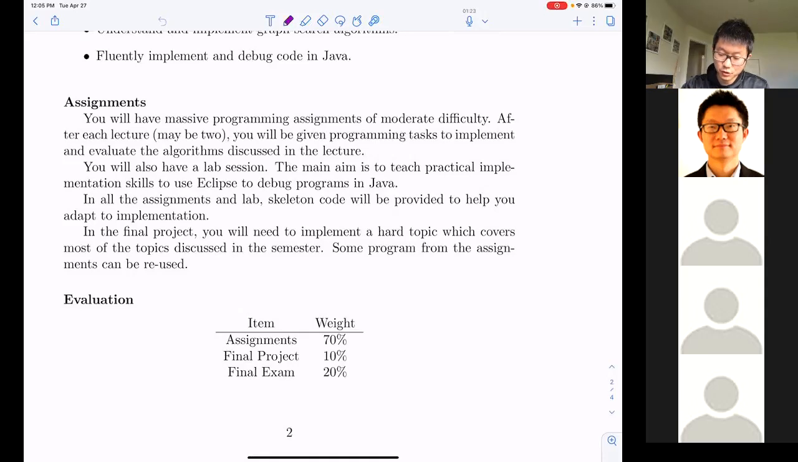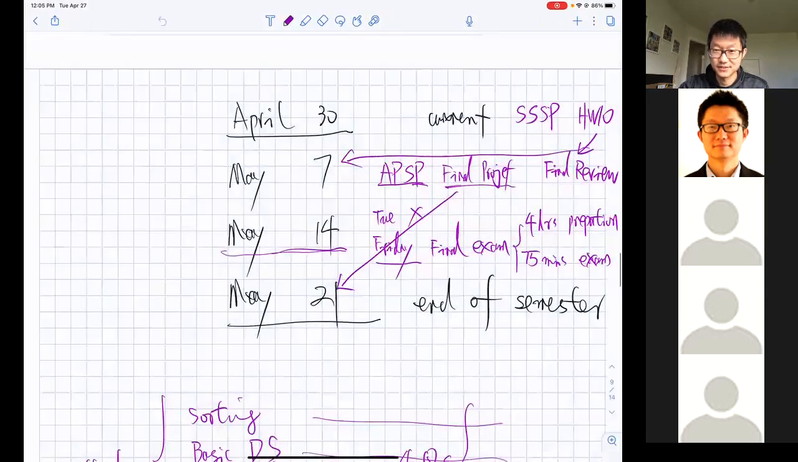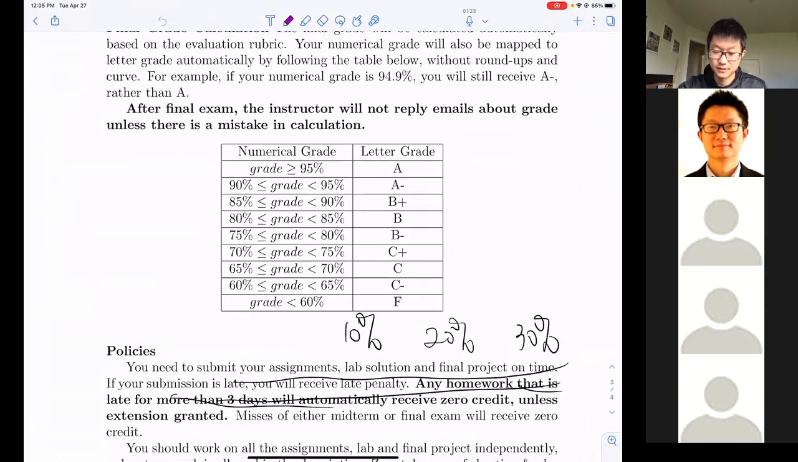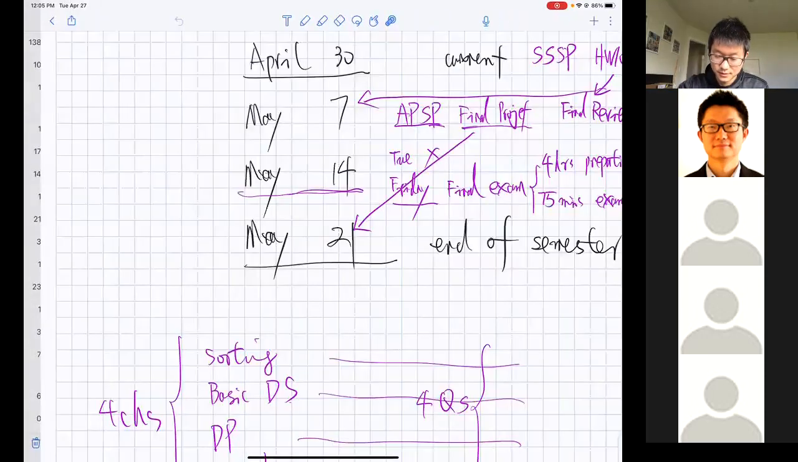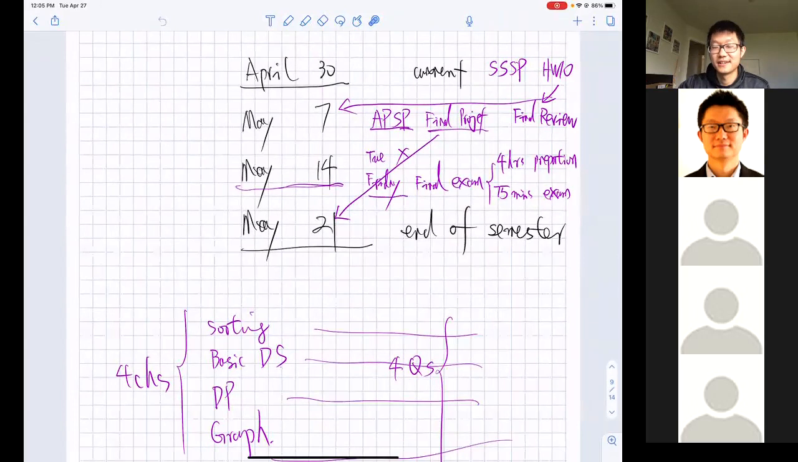So each homework is around 7%. The final project is 10%, and the final exam is 20%. So yes, it's very easy to calculate your final grade after the exam. There is going to be no curve. And your grade is going to follow this table. Okay. And any other question for me?